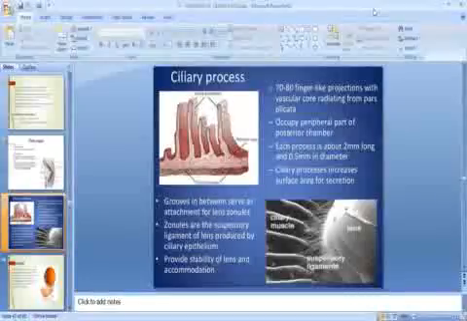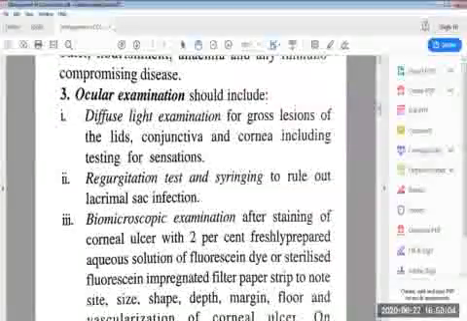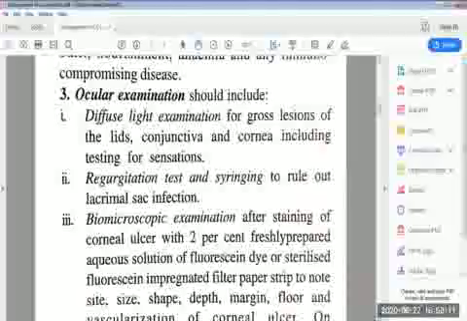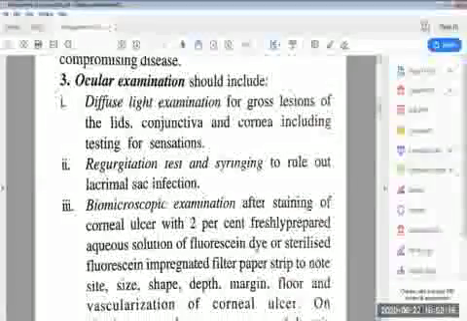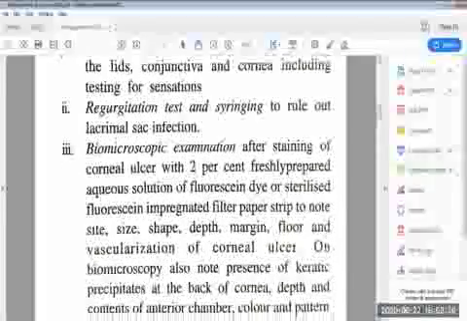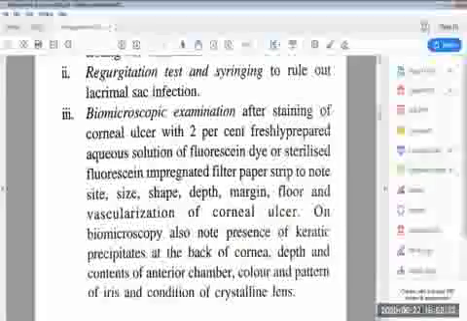We should include the diffuse light examination for gross lesions of the lids, conjunctiva and cornea, including testing for sensations. Then regurgitation test and syringing to rule out lacrimal sac infection. The patient may have chronic dacryocystitis. To rule out that particular disease of the lacrimal sac, we have to do the regurgitation test and the syringing.